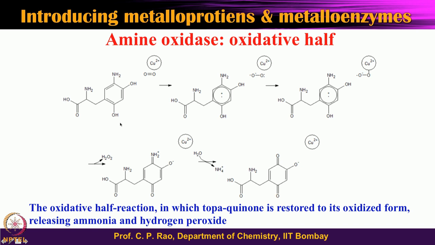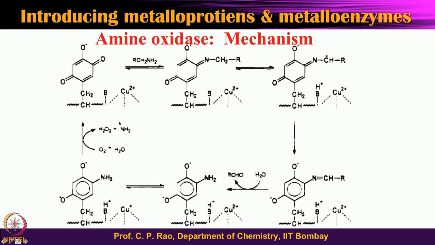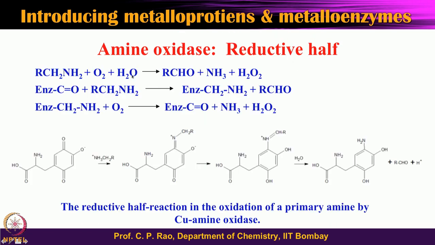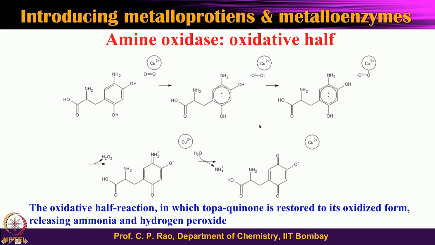So, you have the total thing on this. Let us look at this one. First half and second half. The first half will give you the aldehyde and the amine-bound enzyme, and the second half will give the enzyme, the ammonia and H2O2. In that second half again you can see two parts here.